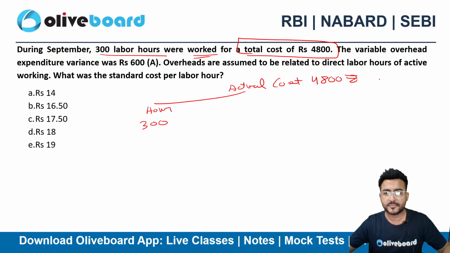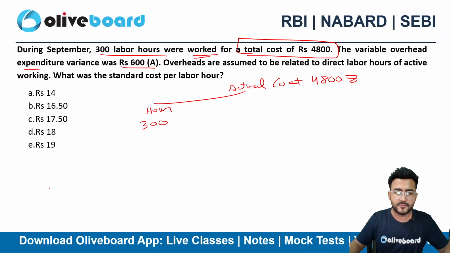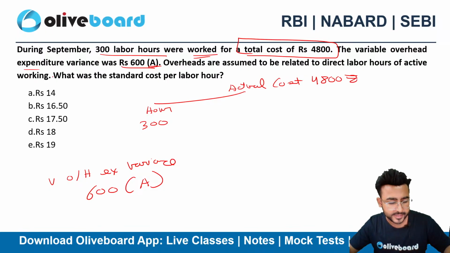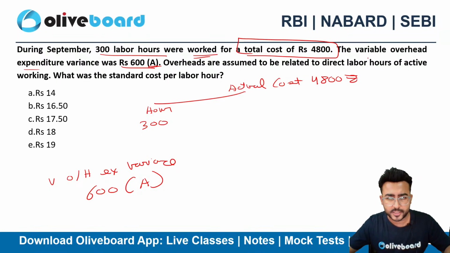Okay. The variable overhead expenditure variance was 600. Variable overhead expenditure variance is 600 adverse. In the bracket we can see A, that means it is adverse. So maybe this is what is the meaning of variable overhead expenditure variance.